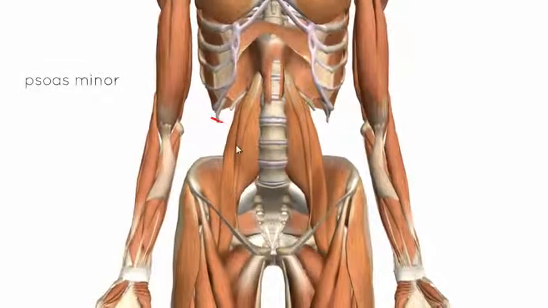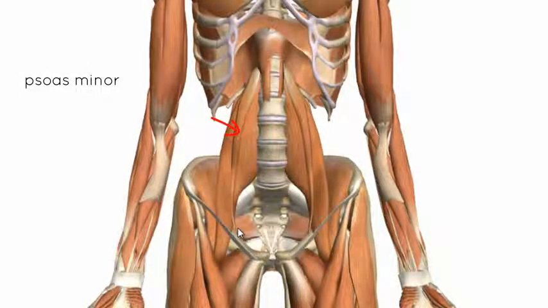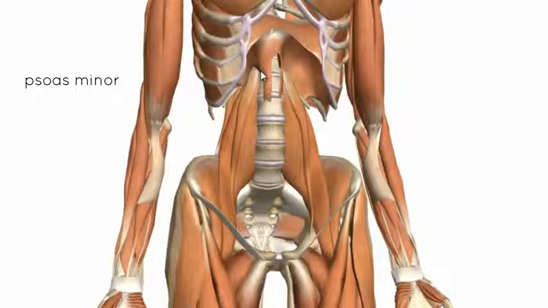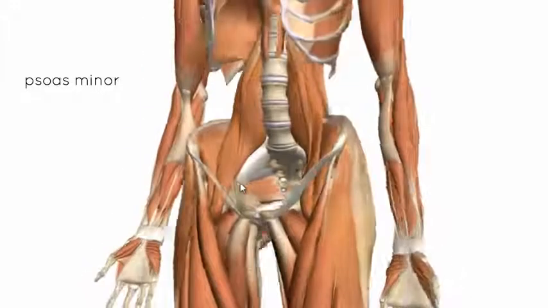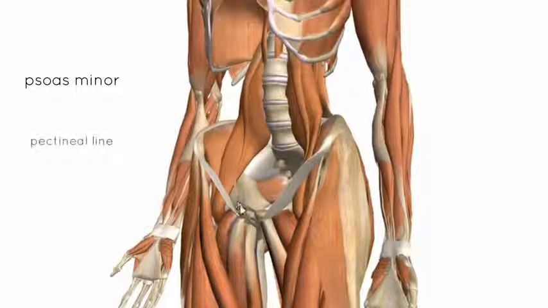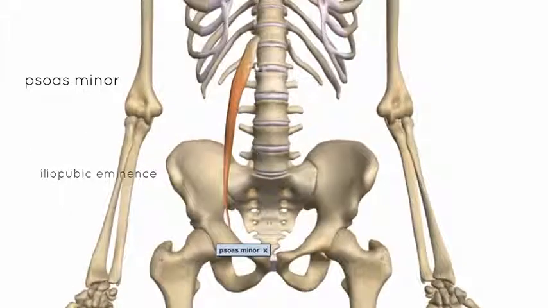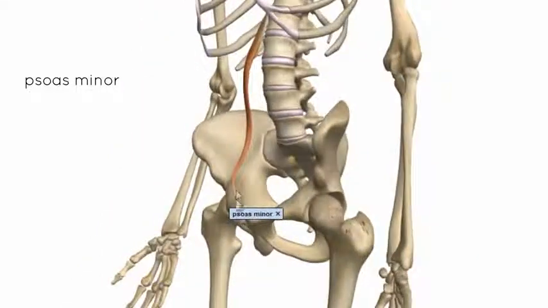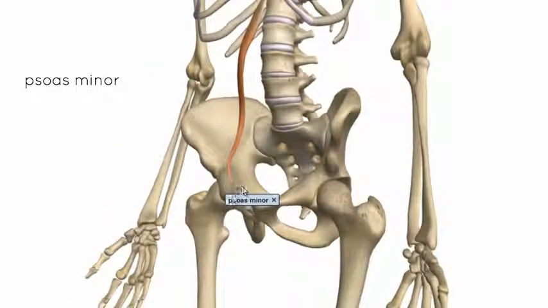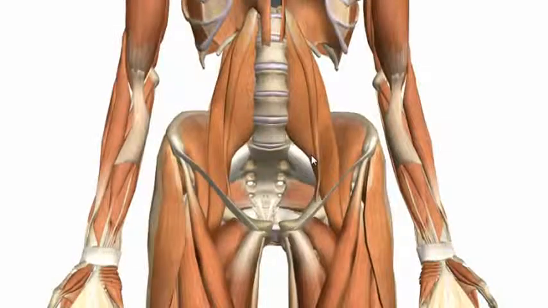So the psoas minor sits on top of it, and this muscle isn't always present in everybody. But if it is present, it originates on the bodies of T12 and L1, and it inserts on the pectineal line and the iliopubic eminence. So you can see that here. I've just isolated the muscle, and you can see its origin on T12 and L1, and it inserts on the iliopubic eminence and the pectineal line.